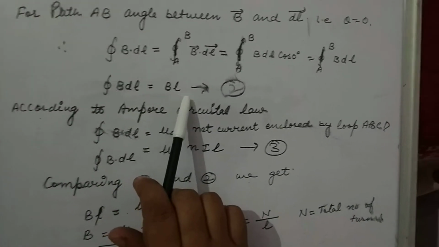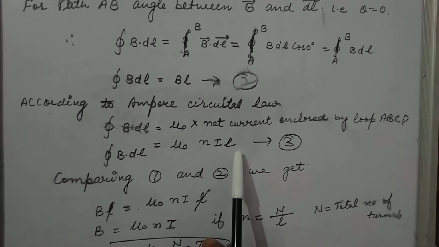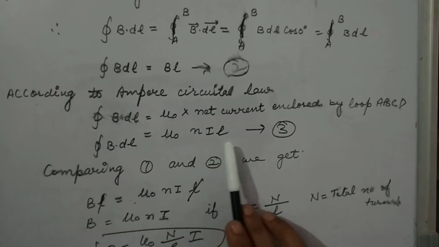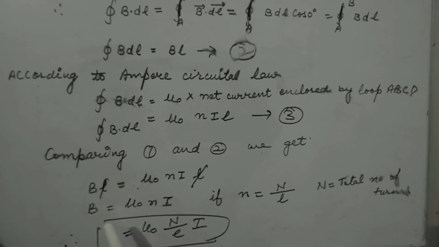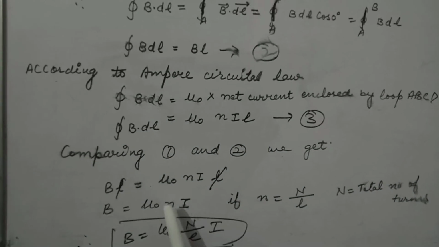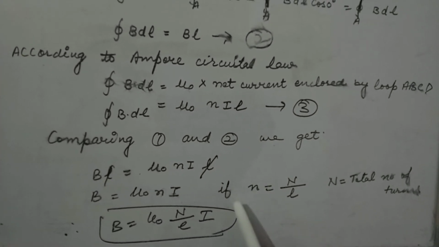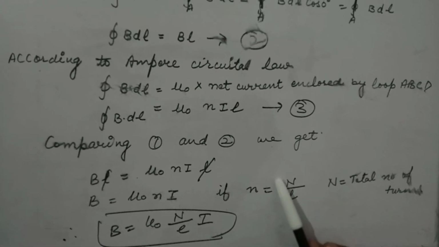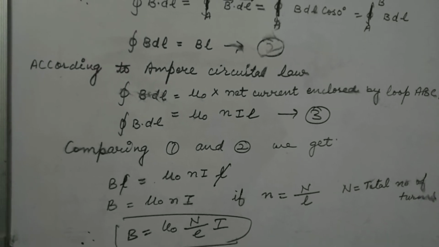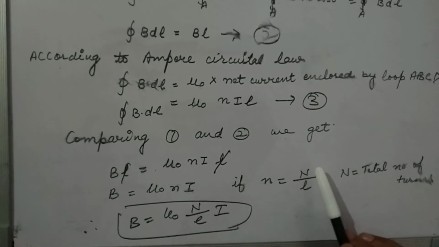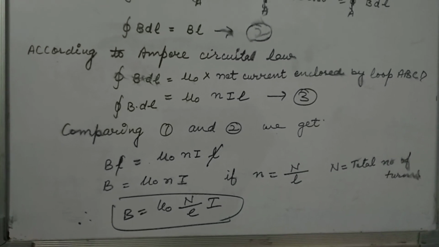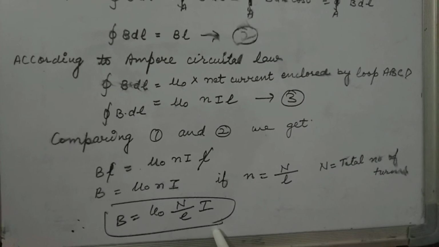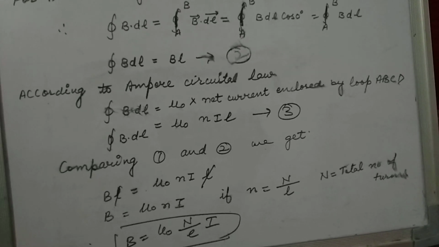Here B dot dl gives B L, and on the other side it is mu naught n I L. Therefore B L is equal to mu naught n I L. Now L cancels with L, and we get B equal to mu naught n I. Here, if capital N is the total number of turns, small n is the number of turns per unit length, so small n is equal to capital N upon L. Therefore the magnetic field B is equal to mu naught N upon L into I. So this is the magnetic field due to a solenoid carrying current.